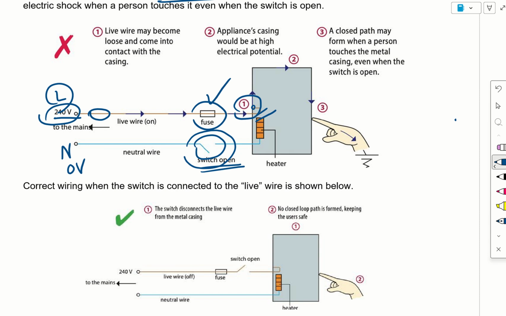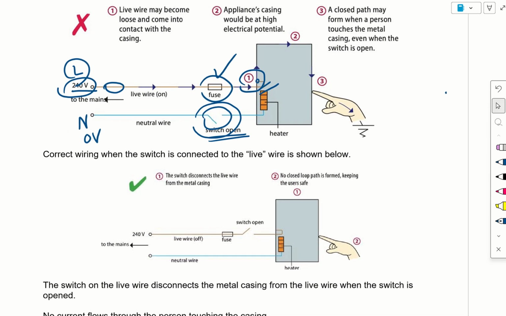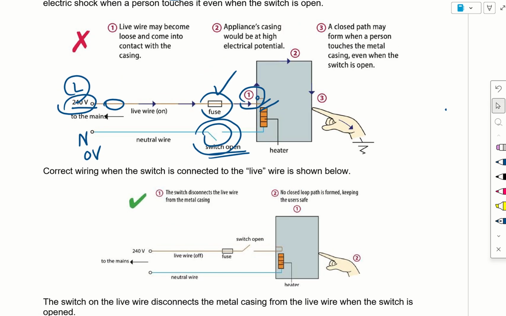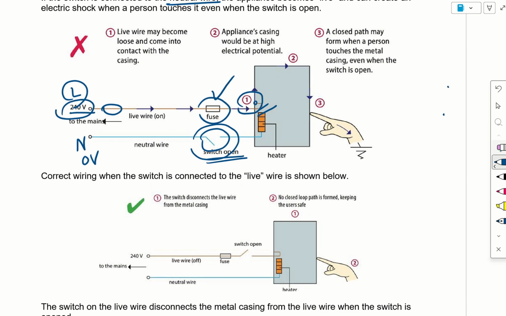So maybe this is a water heater, so maybe it doesn't have an earth wire, but let's just take it that there's no earth wire. The live wire touches the metal casing, and this metal casing becomes live. Okay, so this is what it's saying in number 1. The live wire may become loose and comes into contact with the casing. Okay, and that results in the appliances casing to be at high potential because it's connected now directly. If you can see here, it's connected directly to the live wire, which is at high potential.